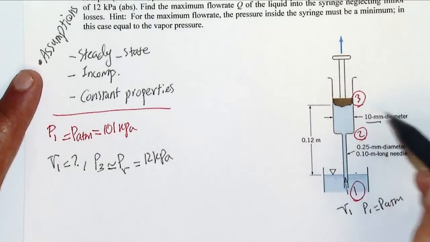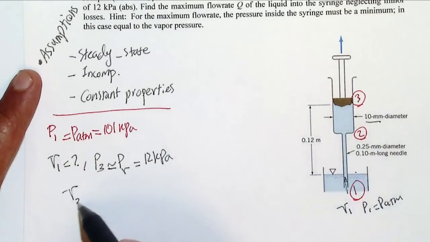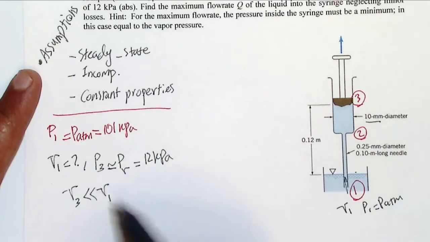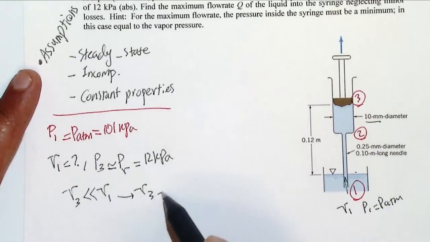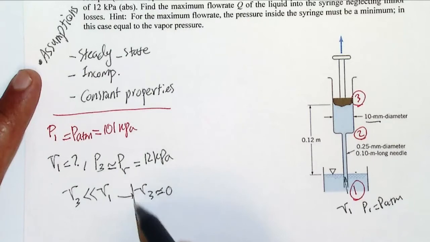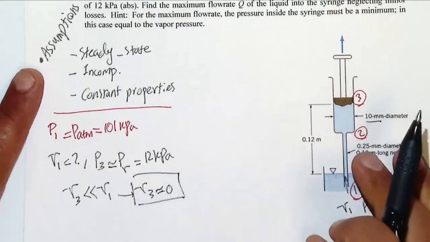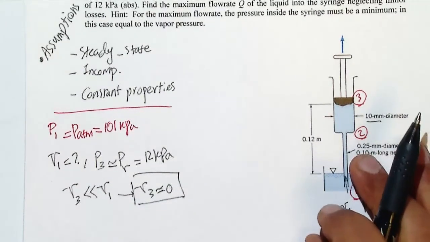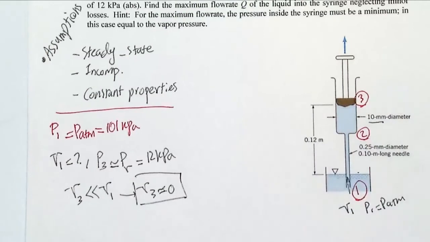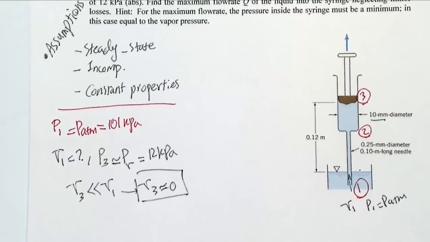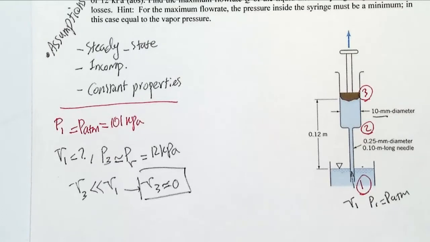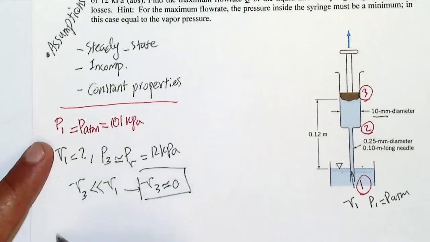You can assume that V3 is much smaller than V1. Then you can assume V3 is going to be almost 0. If not, you cannot solve that question. That's why fluid mechanics is based on assumptions, and you always have to be ready to apply assumptions whenever needed. Okay.